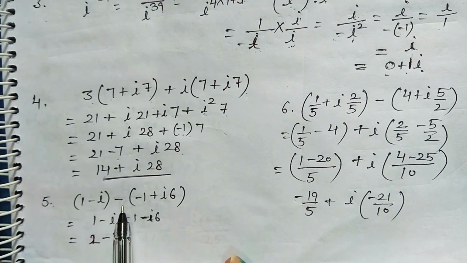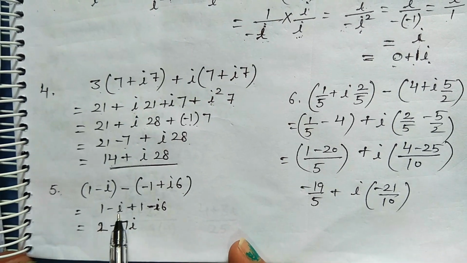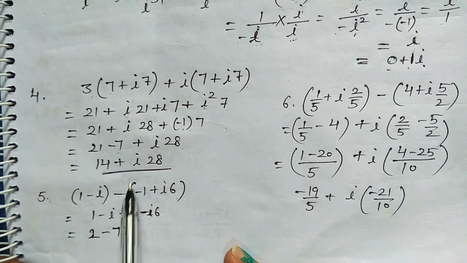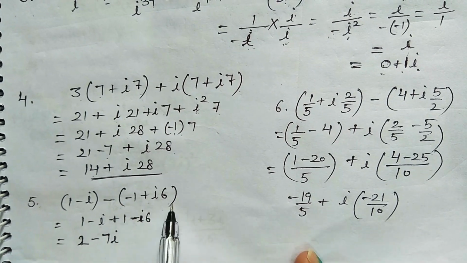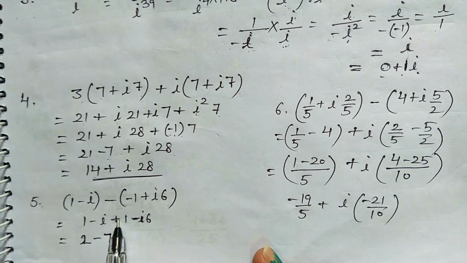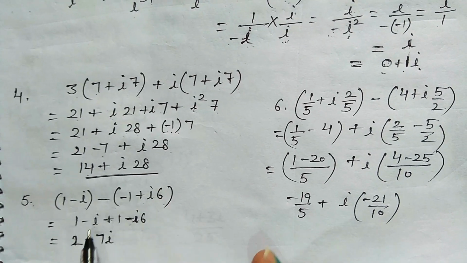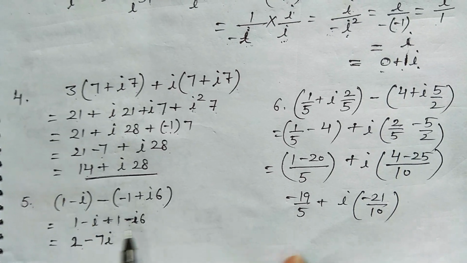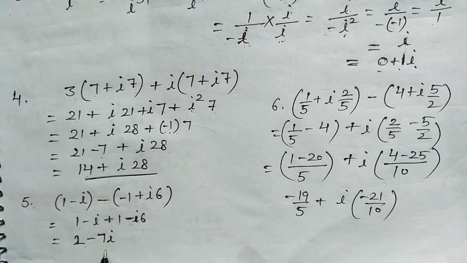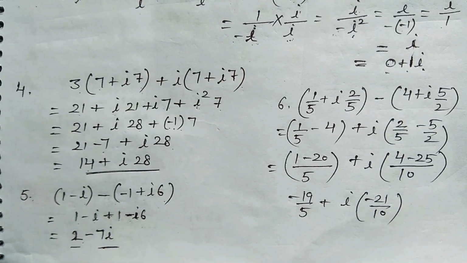Now look at the fifth question. 1 minus iota minus 1 plus iota 6. So 1 minus iota as it is. Here there is a minus, so the sign will change if we open the bracket. So minus into minus plus 1, minus into plus minus iota 6. So look here, 1 plus 1, it is 2, and it is minus iota, and it is minus 6 iota, it is minus 7 iota. Okay, this is in the form of a plus b iota.